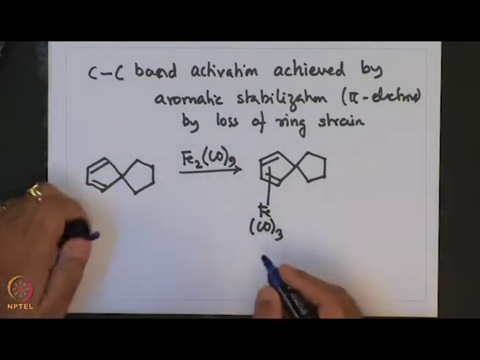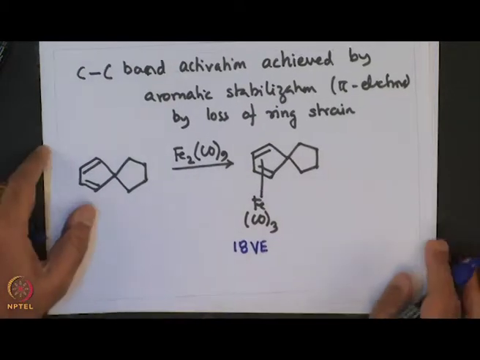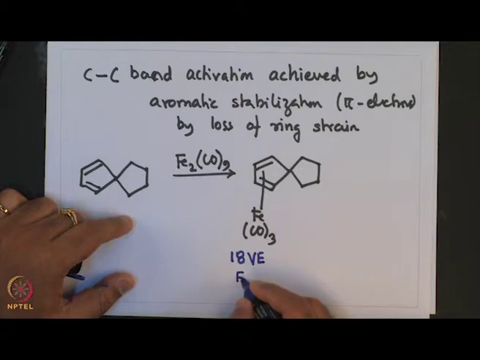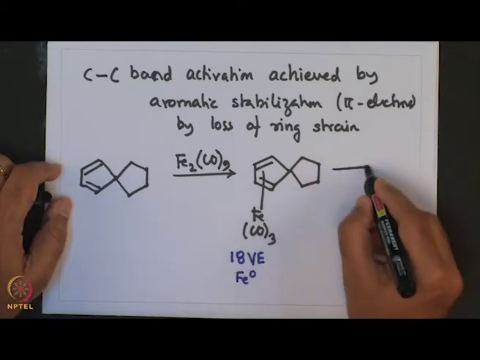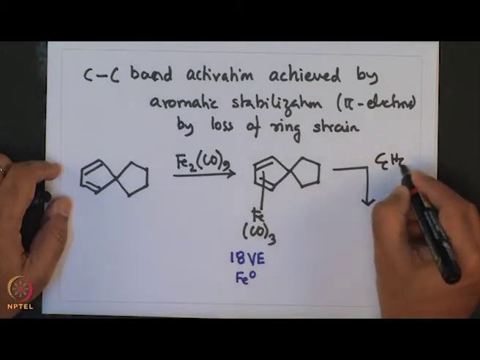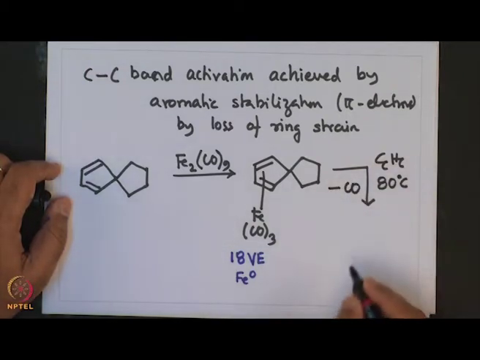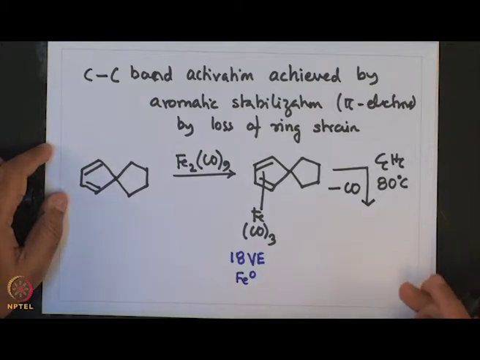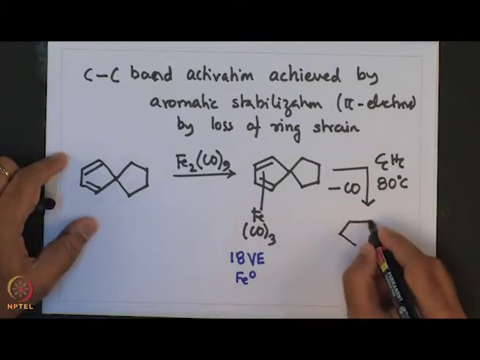This is an 18 valence electron compound, and it is an iron 0 compound, that when heated in benzene at 80° centigrade eliminates a molecule of CO and undergoes CC bond activation to give this following compound.